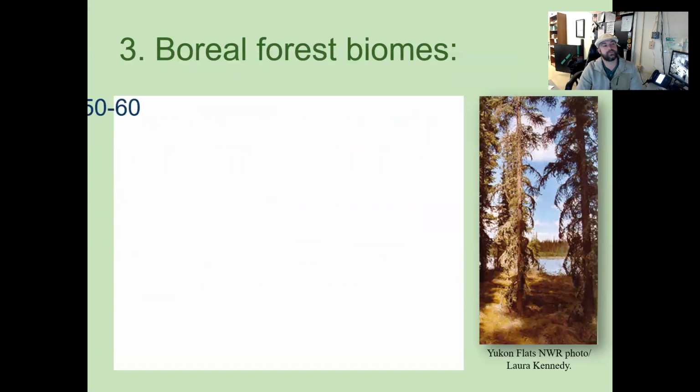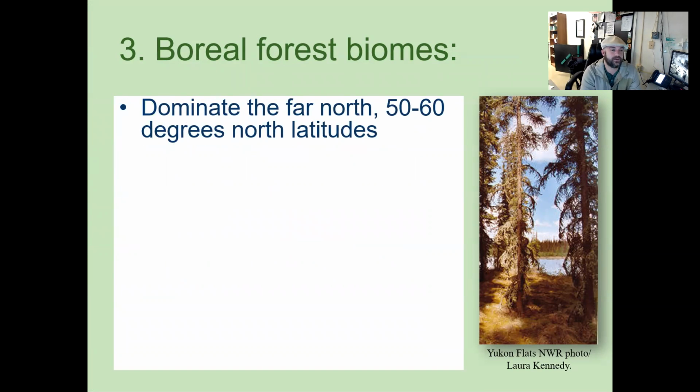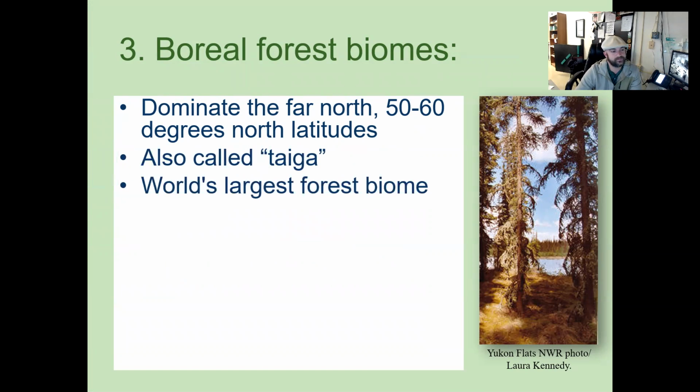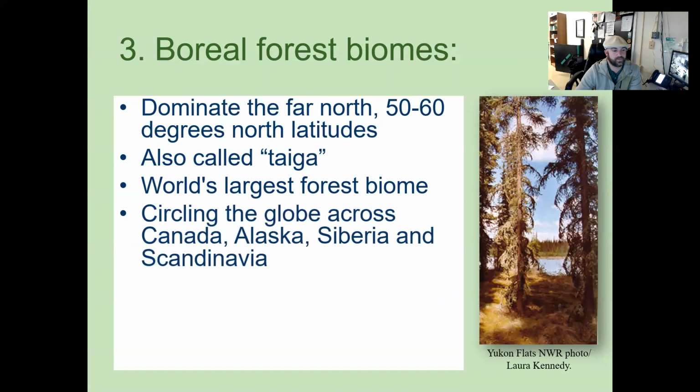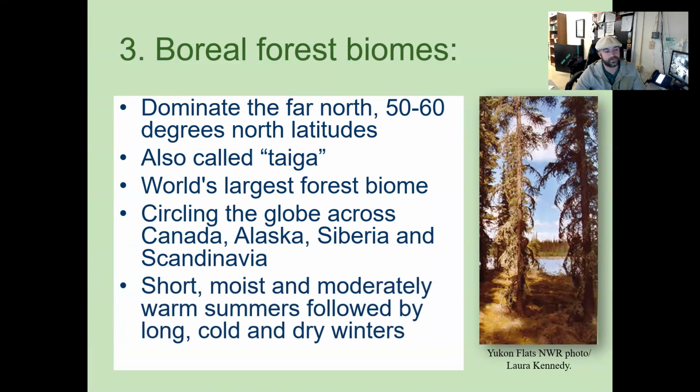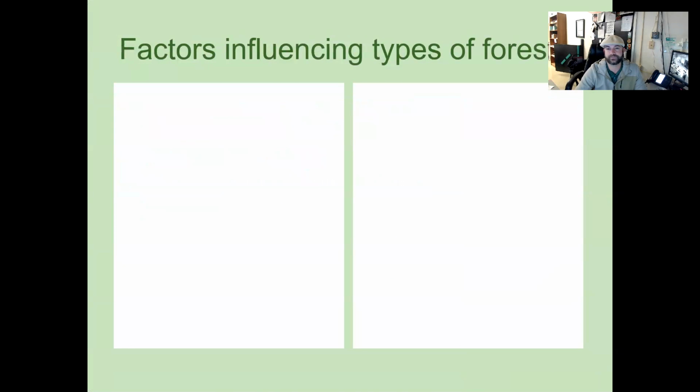So our boreal forest biomes dominate the far north, 50 to 60 degrees northern latitudes, also called taiga, the world's largest forest biome, circling the globe across Canada, Alaska, Siberia, and Scandinavia, with short, moist, and moderately warm summers, followed by long, cold, and dry winters. So I think Canada on up, that's typically where you're going to find these types of temperatures. But Canada kind of shares both temperate and boreal forest biomes.